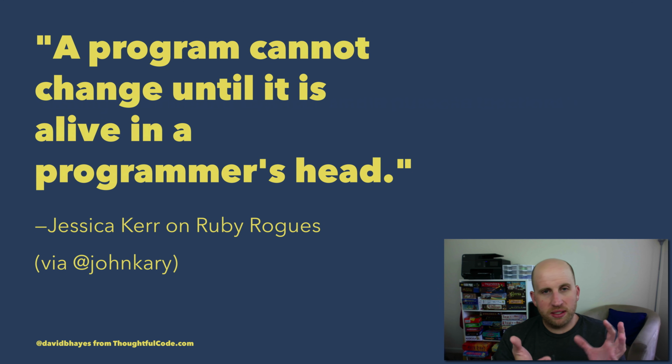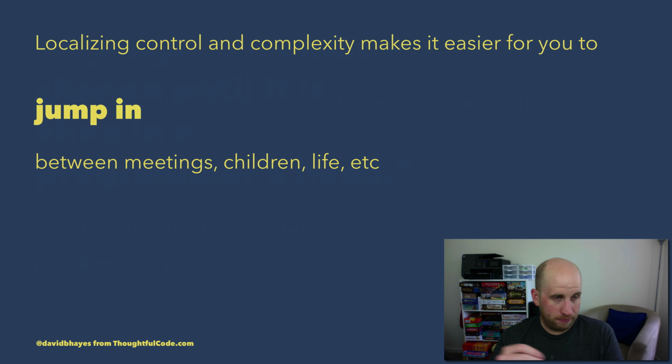So when I think about this, this line that I initially got from Jessica Kerr, who was on the Ruby Rogues podcast a couple of years ago now, really struck out at me. She said that a program cannot change until it is alive in a programmer's head. And that's really where I think the benefits of functional programming come in. It makes it easier for the program to come alive in your head, and so it makes it quicker for you to change your program.